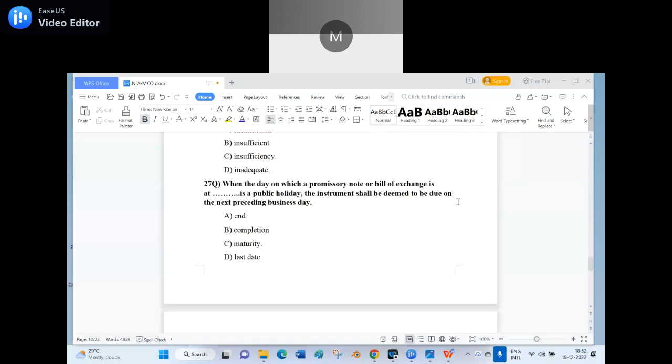26th question. Anyone can unmute and read the 26th question? Other person. Quick. When the day on which a promissory note or bill of exchange is due is a public holiday, the instrument shall be deemed to be due on the next preceding business day. Option A, end. Option B, completion. Option C, maturity. Option D, last date.